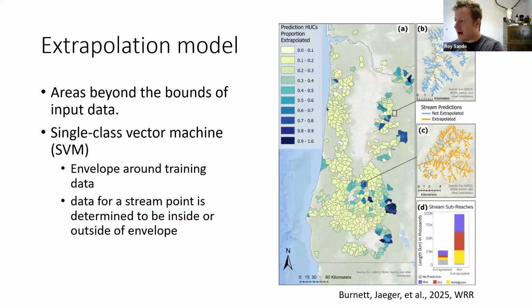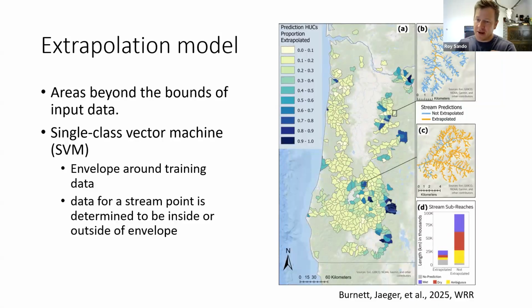Finally, the extrapolation piece. Jonathan at US Forest Service went back and created a vector machine model to predict which basins, how much of each basin was extrapolated outside the model. So again, another part of these published predictions is essentially how confident are we in these predictions based on how much of the stream network is extrapolated beyond what was used to train the model.